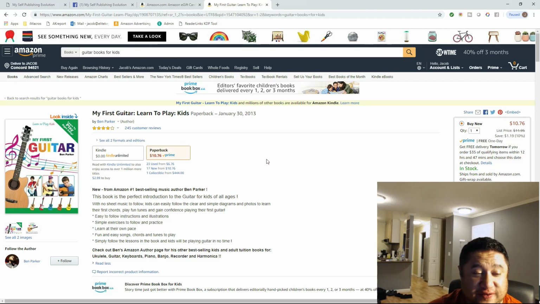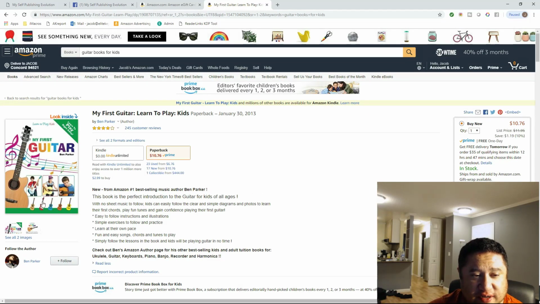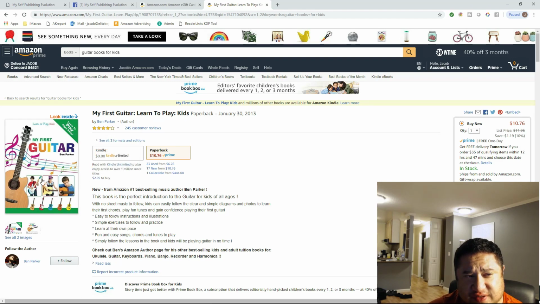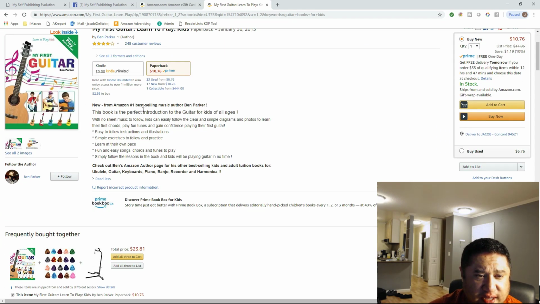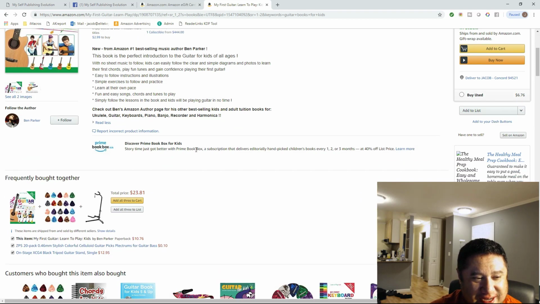Well, the reason why, first off, even though this is a shorter book and we do consider the page length, we also consider that this was more relevant than the book we were looking at prior for this keyword, guitar books for kids. Yes, this does have more reviews. That's true. But even if the other book had 20 reviews or even 50 reviews, I think we would have still chosen this book because it's more relevant. It's got a prettier cover. It's got clout. It's got credibility. It's from the supposed Amazon number one best-selling music author, Ben Parker. So Ben Parker's hitting it up.